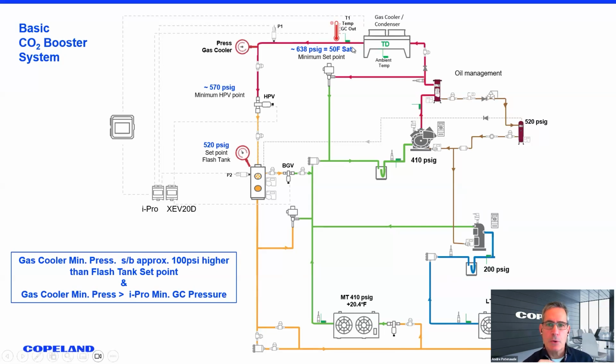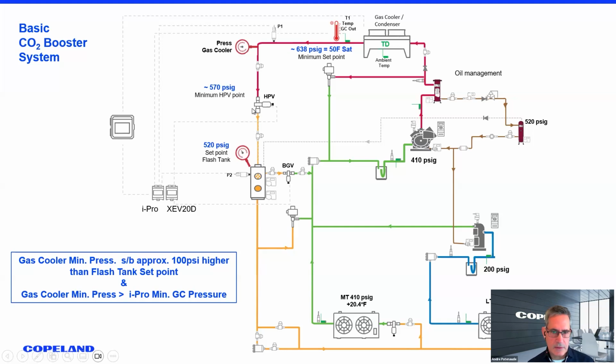My fan speeds are also based on that gas cooler outlet temperature sensor. Two very important points here. You can see my iPro is connected to my T1 sensor, my P1 transducer at the outlet of my gas cooler, and my iPro is also connected to a P2 pressure transducer on the flash tank. So those are the important parts that are connected. And my XEV here is connected to my bypass gas valve and my high pressure valve.